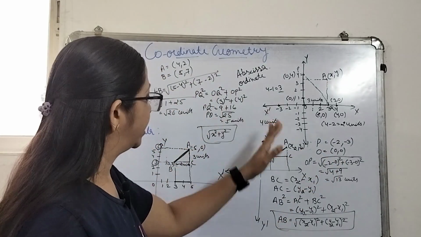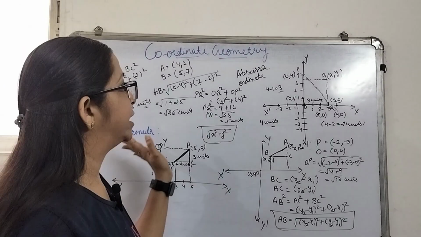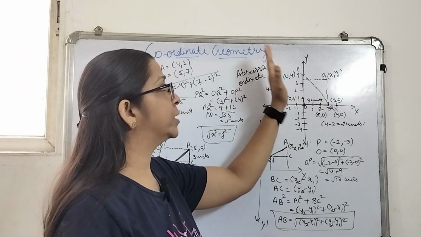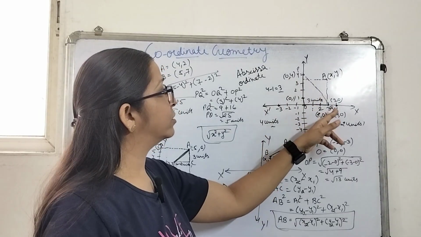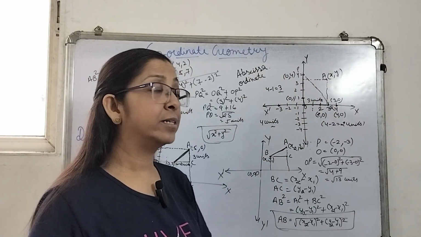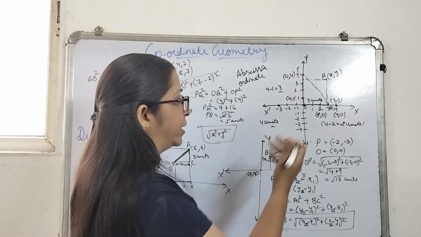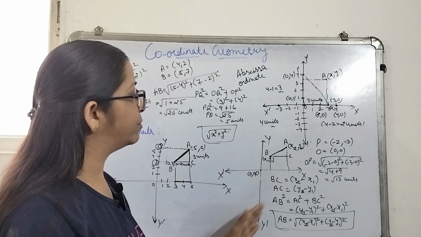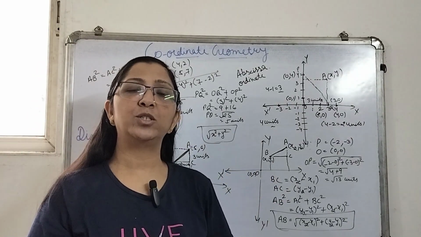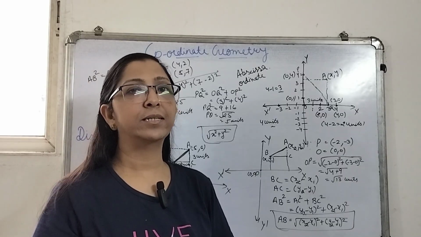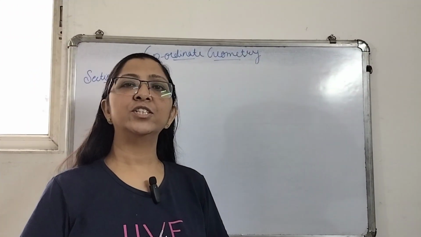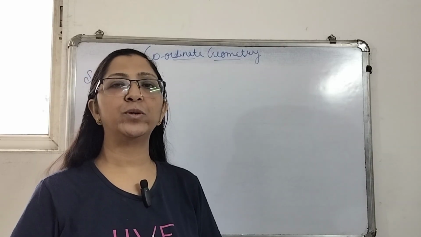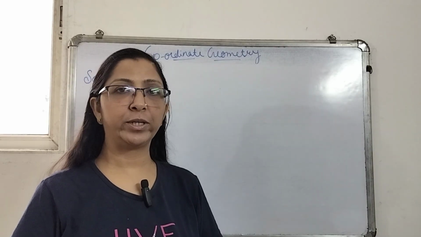So this is how we can find the distance between any two given points in the plane if they are on the x-axis, if both are on the y-axis, if one is on the x-axis and one is on the y-axis, or if both of them are on the plane, neither on the x-axis nor on the y-axis. So using this method, we can find the distance between any two given points in the plane. Just now we have seen how to find the distance between any 2 points given in the plane.